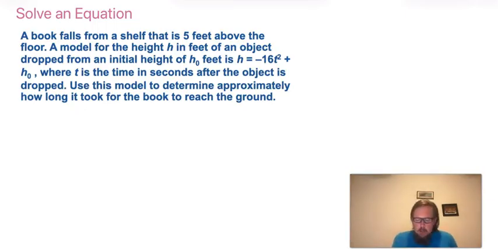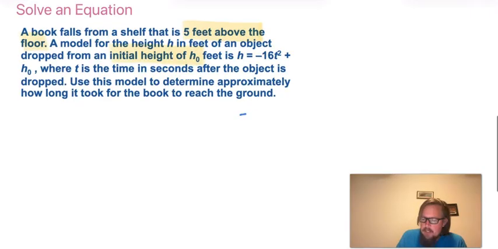So this problem is giving us a couple of pieces of important information. It says it's dropped 5 feet above the floor, and it says that h sub 0 is the initial height. So whenever we write our equation out, negative 16t squared plus h sub 0 is going to be 5. And then it wants us to find the height when it hits the floor, how long it took for the book to reach the ground. That's going to be h.